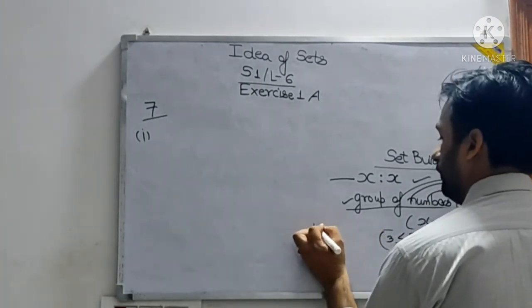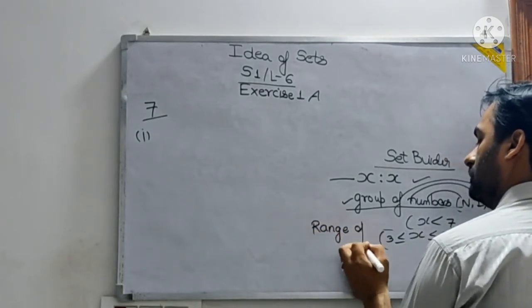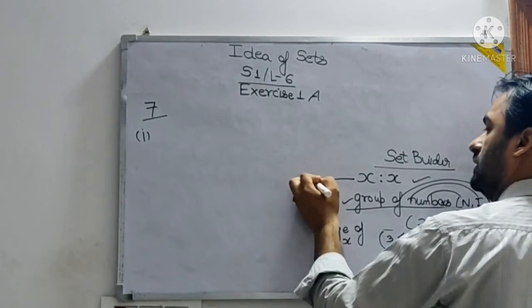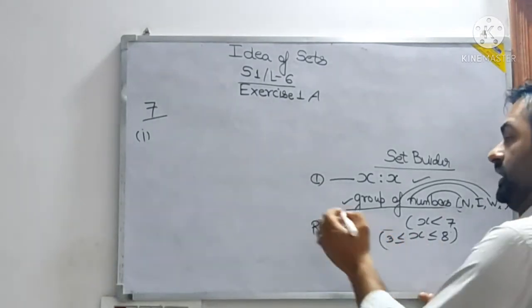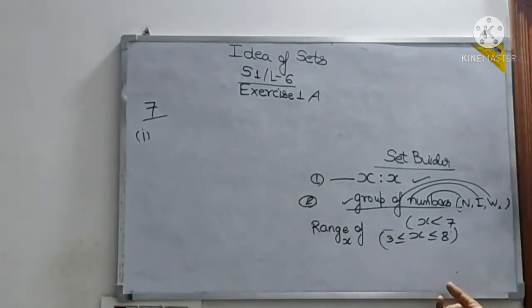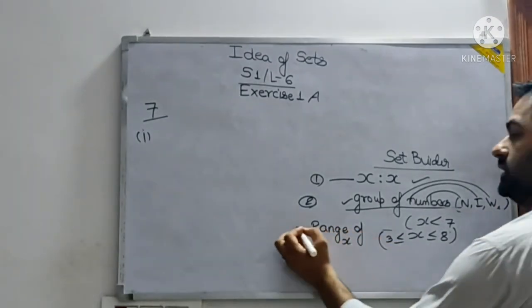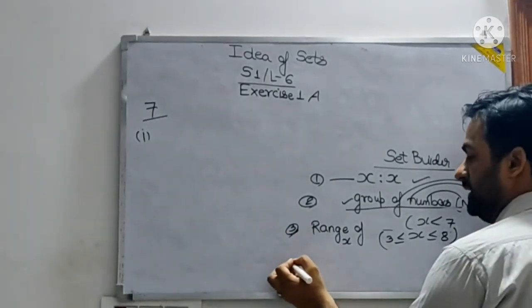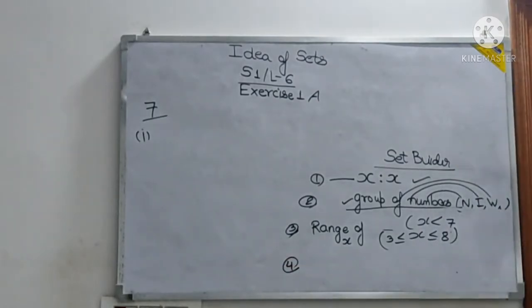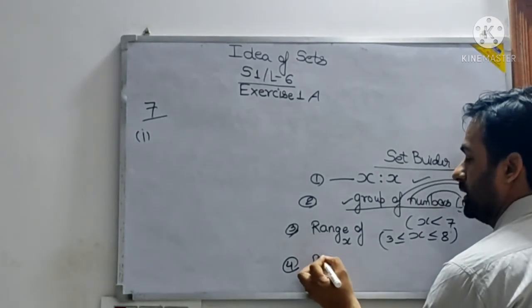Range. A range of x. So what is the first thing that I told here? One, that you have to write here x as that x, to represent the numbers in set builder form. Second, tell that x belongs to which group of numbers, like natural number, integer, whole number. And third thing is you have to tell the range of x. And finally, the fourth thing is that you have to tell about the relationship or relation.